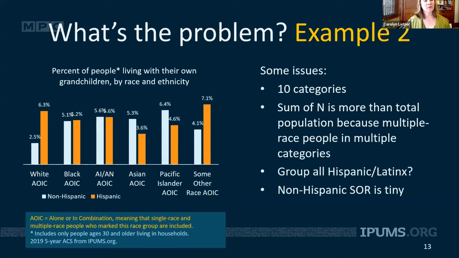Another solution that people have tried is to group all the multiple race responses in with all the single race responses. So that's what AOIC means. That's an abbreviation that the Census Bureau has been using, and they mean alone or in combination. So if someone reports Black and American Indian, then they're going to be in both the Black column and the American Indian column. And that means that all the American Indians are in the American Indian column, which solves one problem, but it makes a new problem, which is that the totals add to more than the total population. So it doesn't work for things like rates very well.